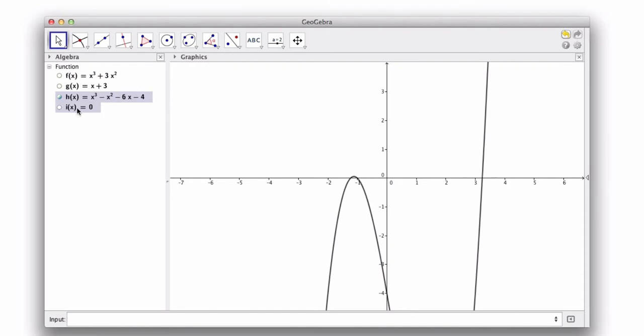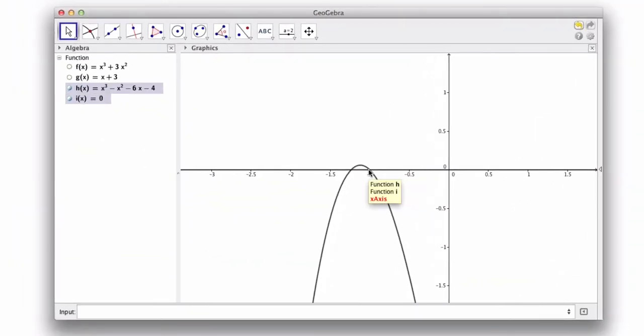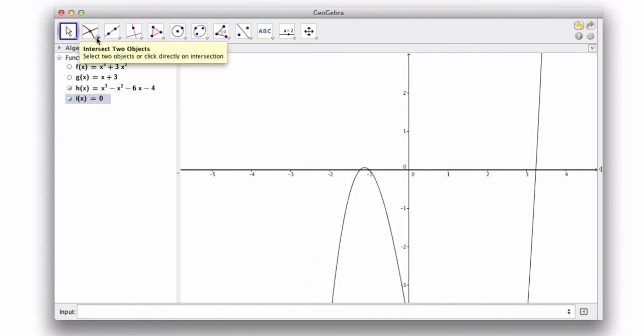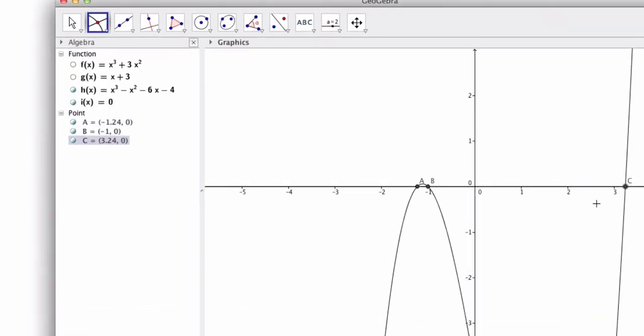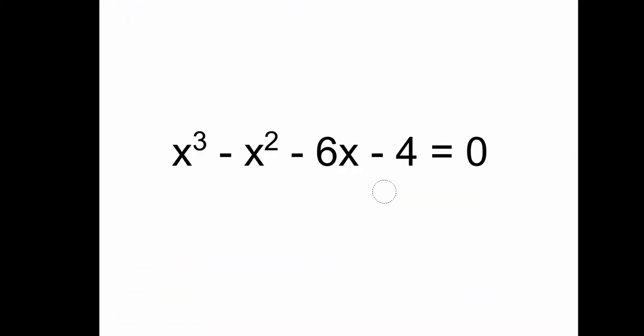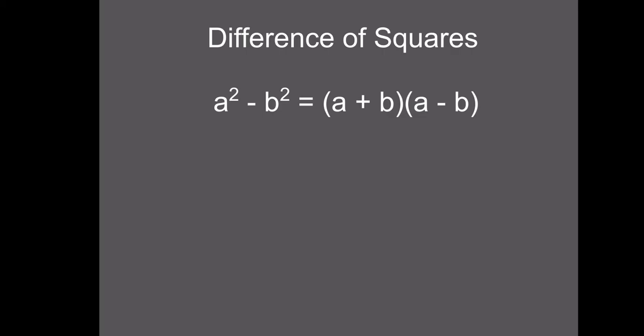So I'm also going to plot this function, just the line y equals 0, or some function equals 0, and I'm going to find the places that these intersect. So let's do that now. Intersect two objects. I want to intersect them here, here, and here. And you can see the x values are -1.24, -1, and 3.24. Okay, let's move on to the next type of question.